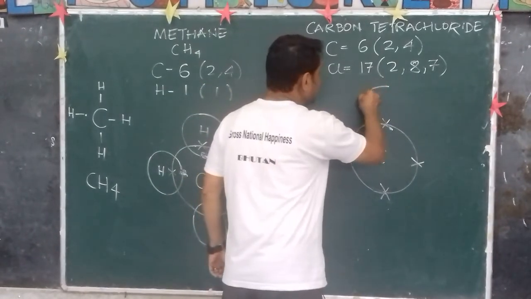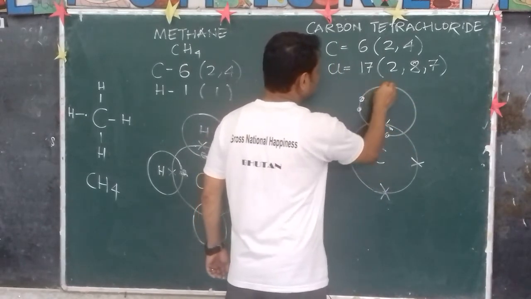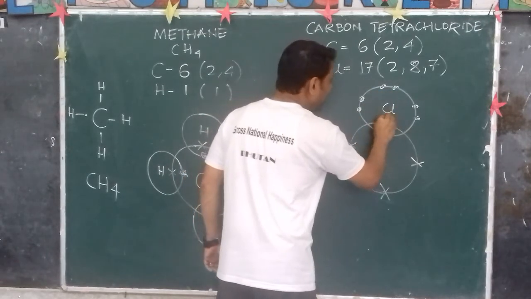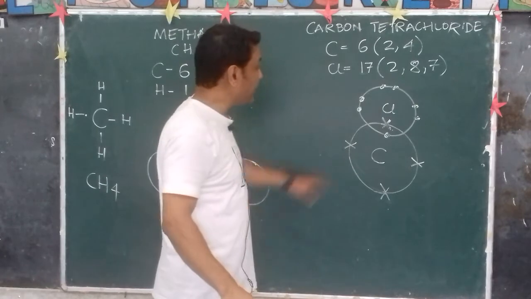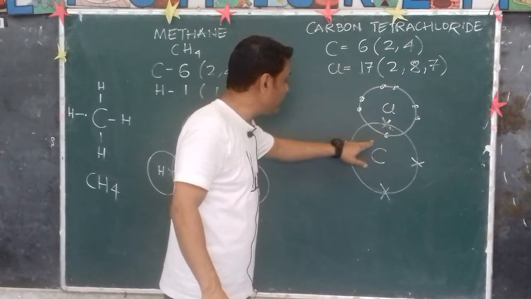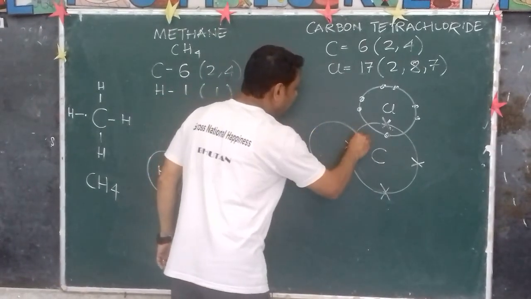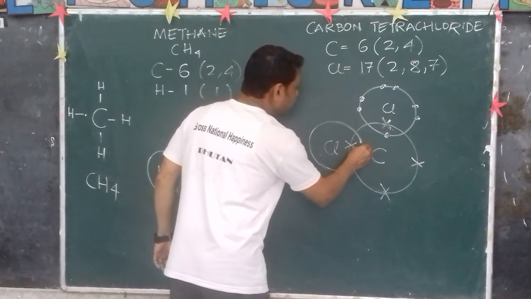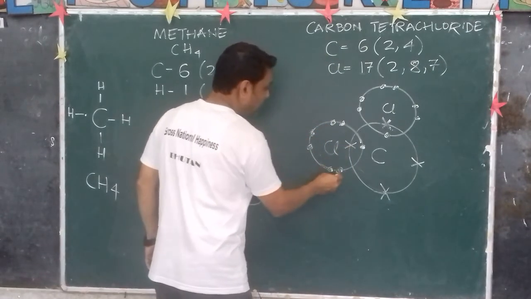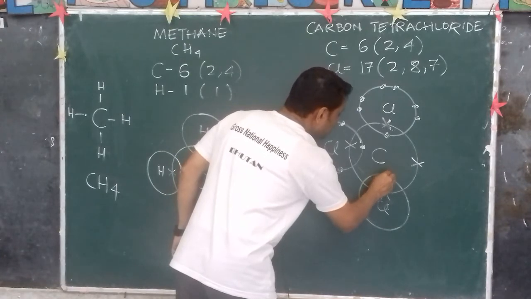So therefore, since the chlorine atom needs only 1 electron to be stable, with 1, 2, 3, 4, 5, 6 and 7 electrons, this chlorine atom will share 1 electron with the carbon, and therefore chlorine will have a stable electronic configuration having 8 electrons in the outermost shell. Whereas carbon will have 1, 2, 3, 4 and 5. It needs 3 more. So similarly, like methane, another chlorine will come in and share its 1 electron with the carbon atom. So chlorine will have a stable electronic configuration now. Similarly, another chlorine will come in and share 1 electron.